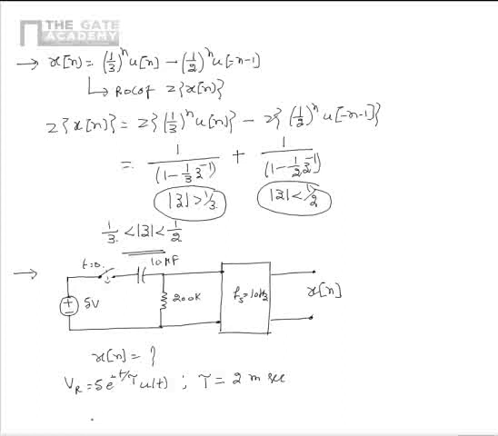From this, we can write that VR is equal to 5 into e power minus t by 0.002, that is equal to 5 into e power minus... sorry, tau is equal to 2 seconds. From this, we can say that VR is equal to e power minus t divided by 2. So that implies VR is equal to 5 into e power minus 0.5 t u of t.